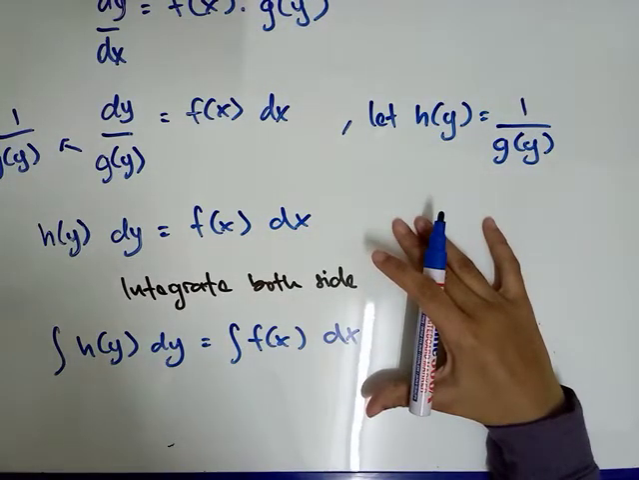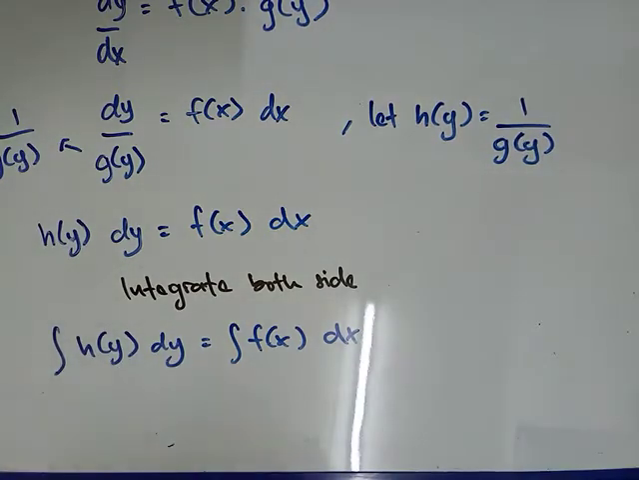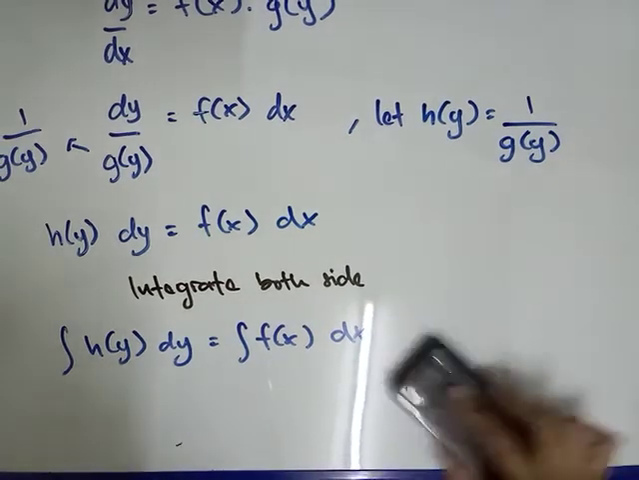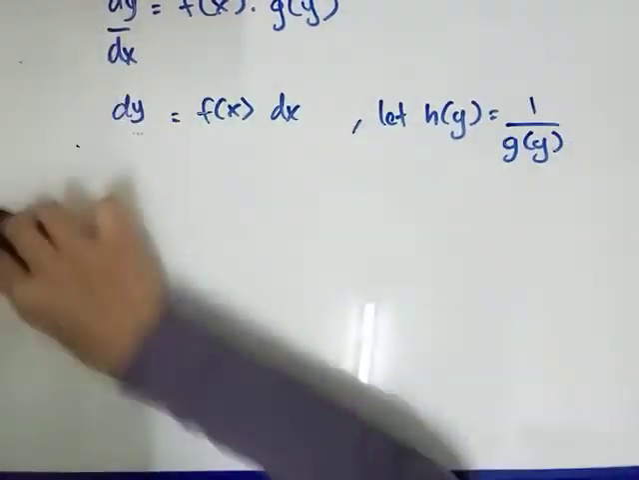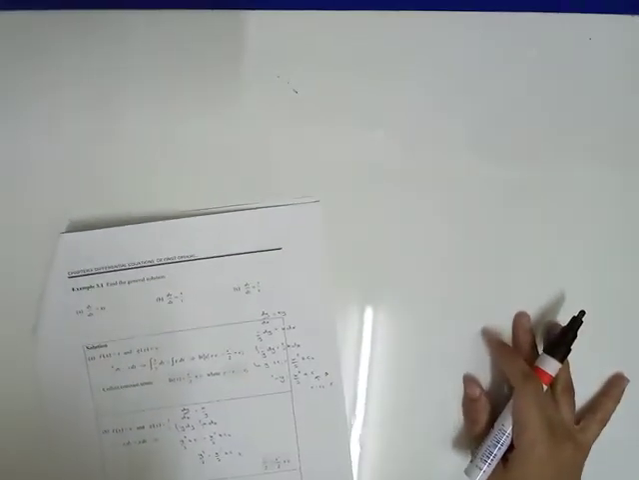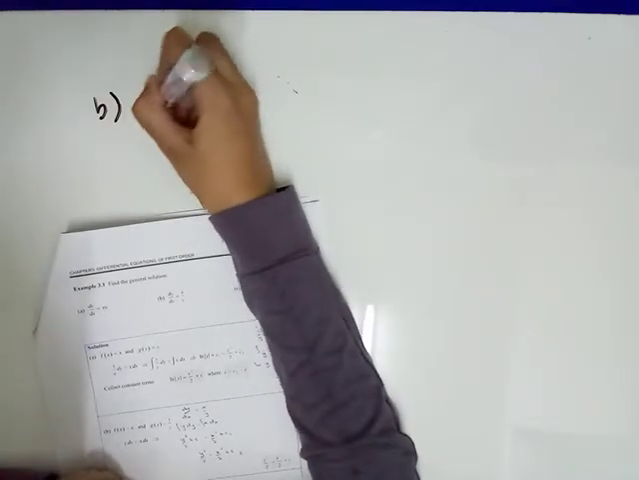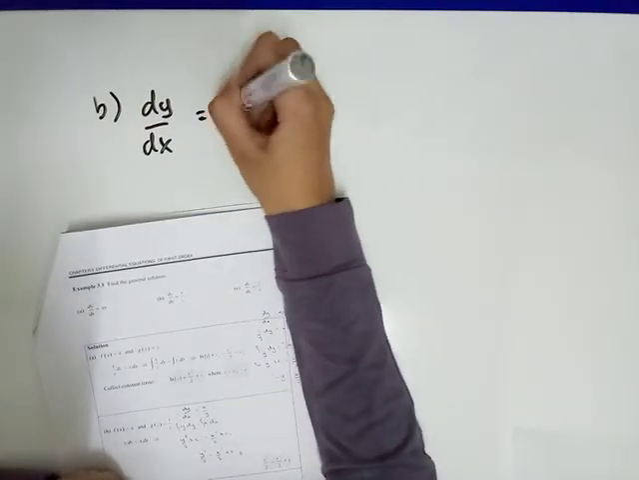Okay, you faham now? Alright, so look at the example. Look at example 3.1. Yang A tu dia dah bagi contoh siap-siap. Okay, look at B. So for B, we have dy over dx equals x over y.